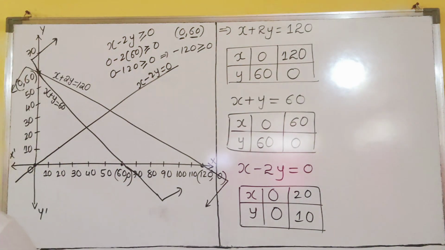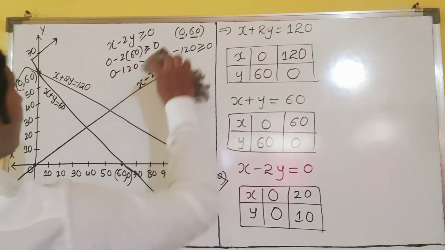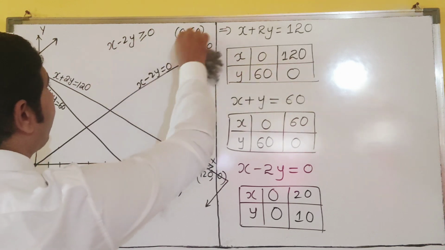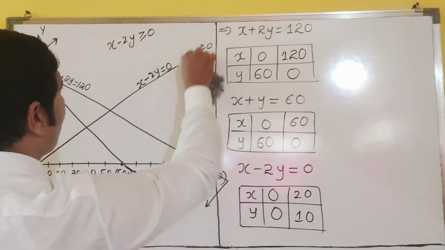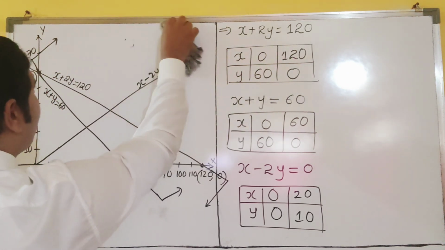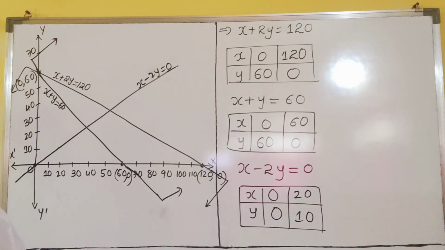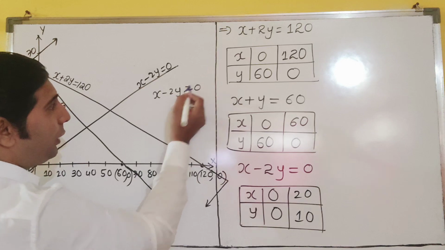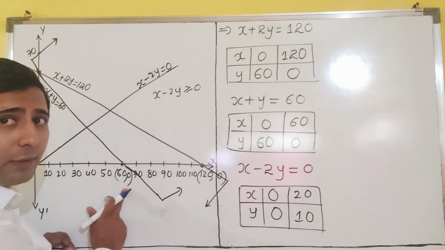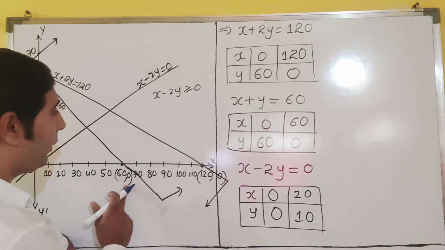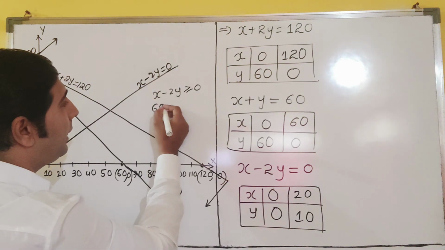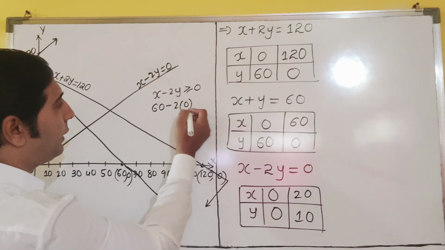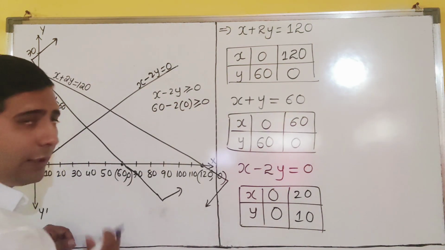Sir, how are you saying shading is coming here? Now you show and satisfy the condition. Dear students, I will show and I will satisfy you. Now see here, listen carefully. What it was? X minus 2y is greater than or equal to 0. Now you put this. X value is how much? 60. Y value is 0. 60 minus 2 into 0. I am taking 60 comma 0 now.